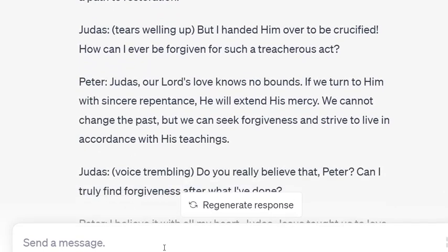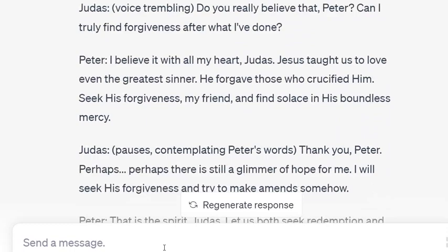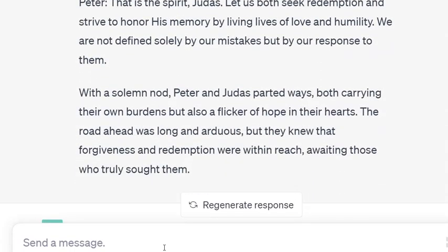And then it just goes on and on. It ends on a positive note. I've noticed that this thing always tries to see the positive in things. It says eventually they went on their way, with a glimmer of hope or something like that. Yeah, with their own burdens, but also a flicker of hope in their hearts.